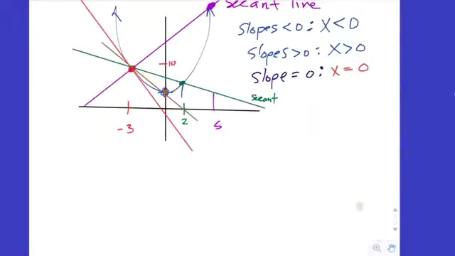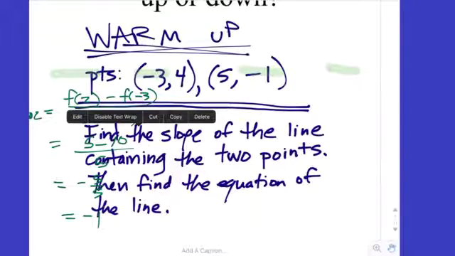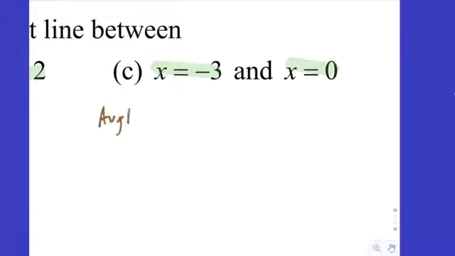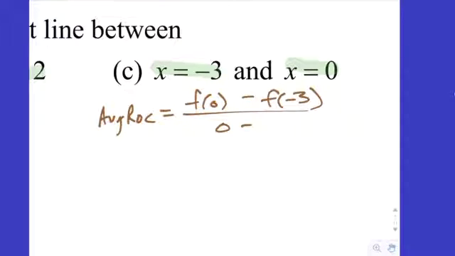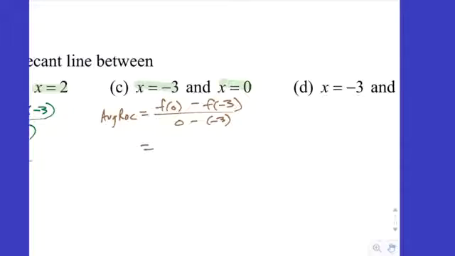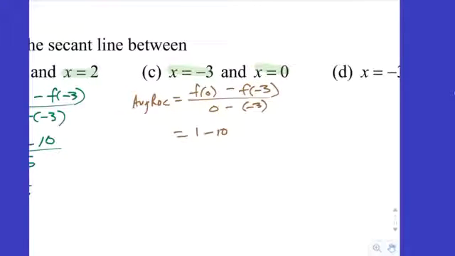So let's go ahead and compute that. Using the difference quotient, the average rate of change. Right here, the average rate of change is going to equal f of 0 minus f of negative 3 all over 0 minus negative 3. What do we call that? Difference quotient. Okay, good. So f of 0 is 0 squared plus 1, which is 1, minus f of negative 3 is still going to be 10, all over 3. So it gives you negative 9/3, which is negative 3.